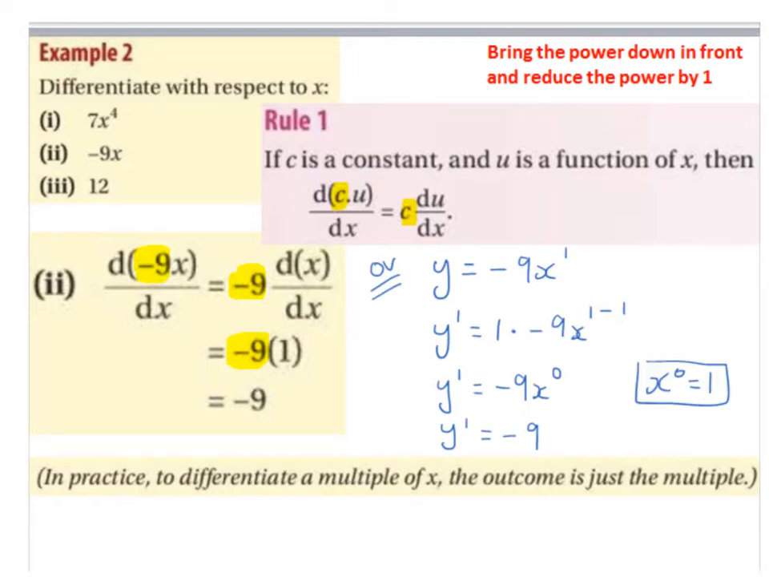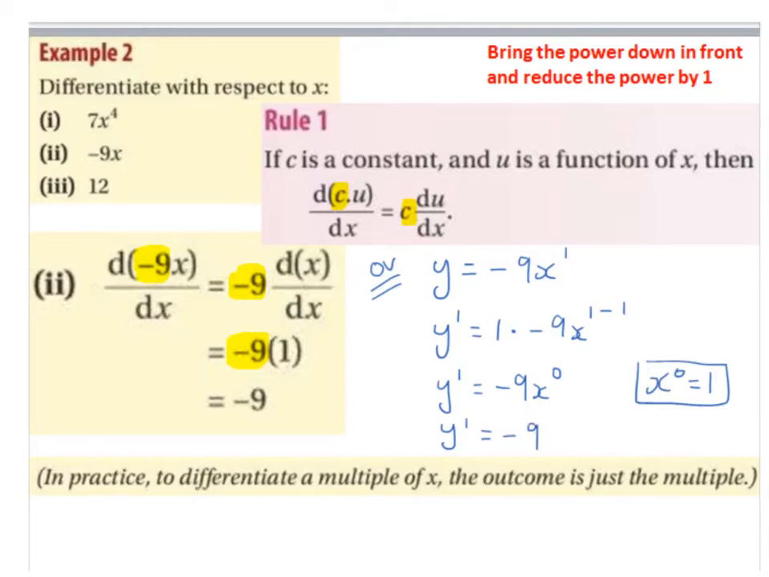Or, using the rule, bring the power down in front, reduce the power by 1. y equals minus 9x to the power 1. So the derivative of y equals 1 multiplied by minus 9x to the power of 1 minus 1. So the 1 came down in front, and 1 multiplied by minus 9 is minus 9. And then we reduce the power by 1. 1 minus 1 is 0. And x to the power of 0 is 1, so we get minus 9 times 1, which is just minus 9.